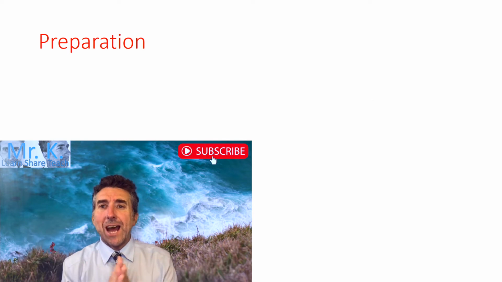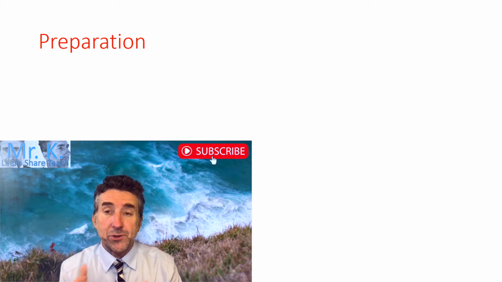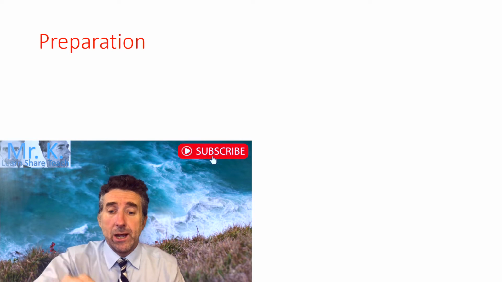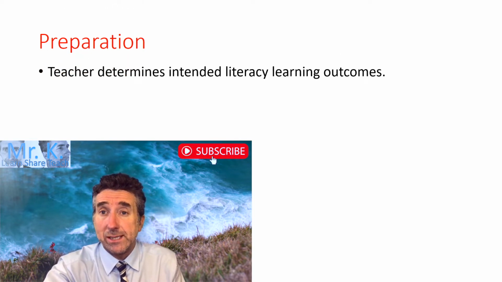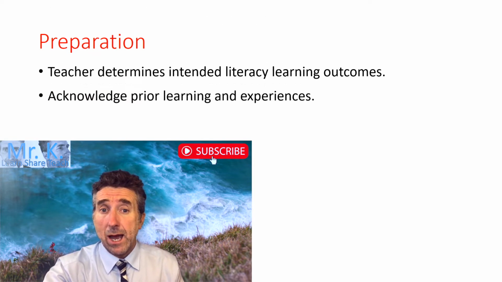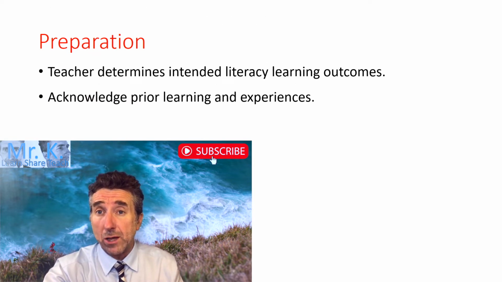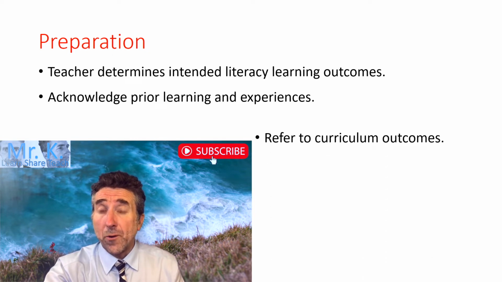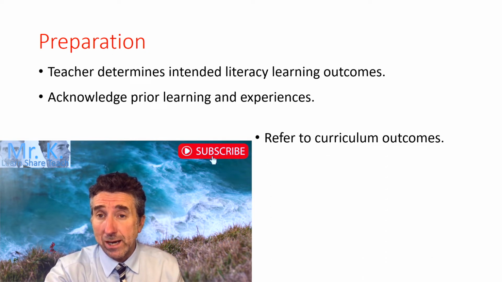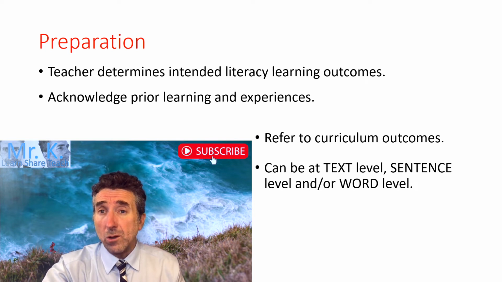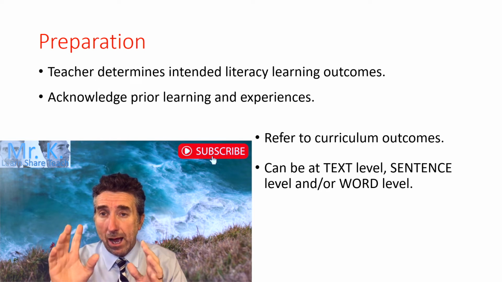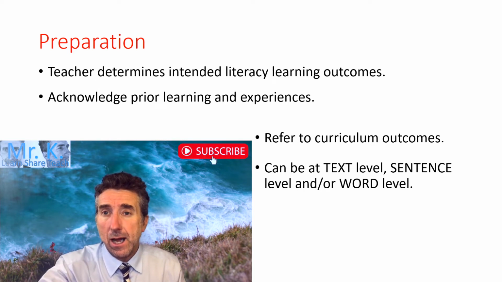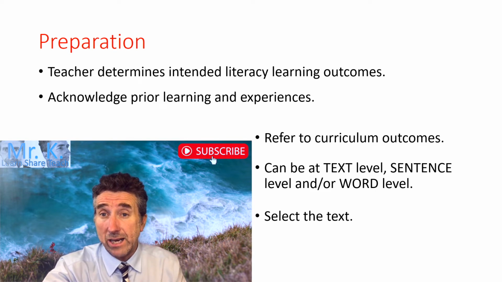Okay, so the first stage or first strategy in the scaffolding literacy model is preparation. Now, in this stage, the teacher basically determines the intended literacy learning outcomes, and they do that through acknowledging the student's prior learning experiences, also referring to the curriculum outcomes, learning outcomes, also looking at the learning at a text, sentence, and word level relative to the text, and then selecting the text, of course, that they're going to use to study writing.